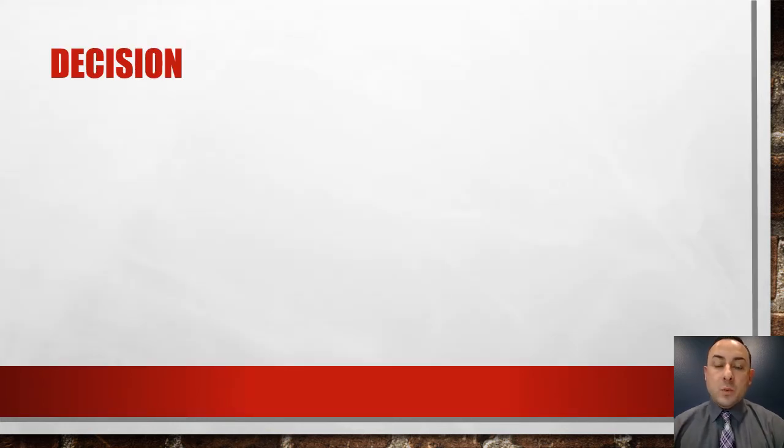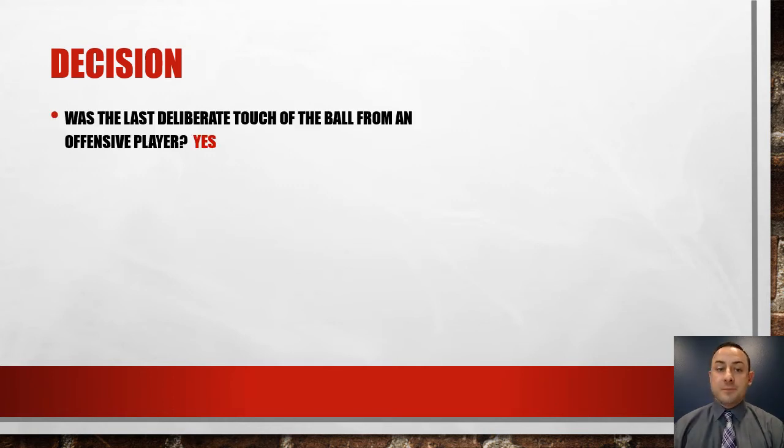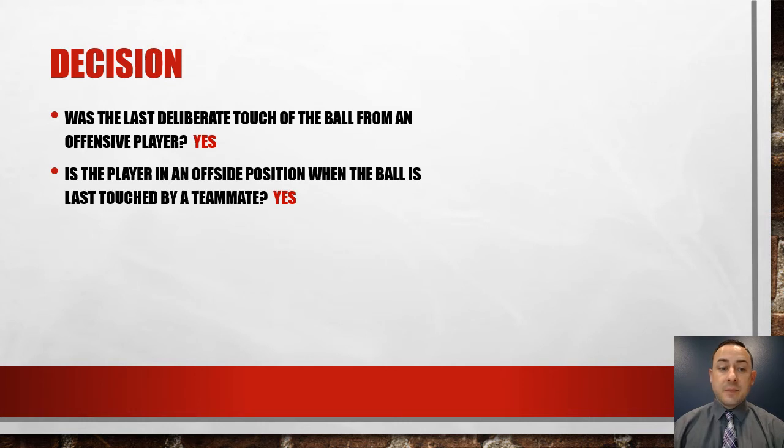Okay, so we're not looking at the initial play on the long ball. This is once the two forwards get down into the penalty area and one forward plays the ball and the other one is there next to him. We'll show a still image here in a moment, but was the last deliberate touch of the ball from an offensive player? Yes, they're standing side by side. Is the player in an offside position when the ball is last touched? The answer is yes, and we'll show that.